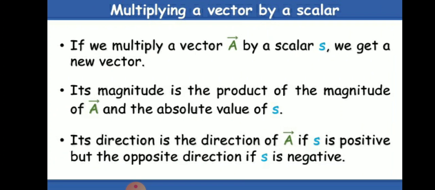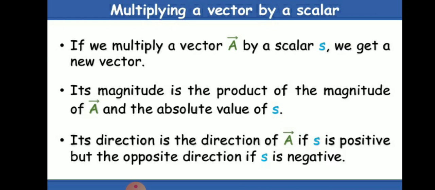If we multiply a vector by a scalar s, we get a new vector. If you multiply the vector by a scalar, the resultant is a vector. Its magnitude is the product of the magnitude of vector A and the absolute value of s. S is a scalar. Its direction is the direction of vector A if s is positive, but the opposite direction if s is negative.